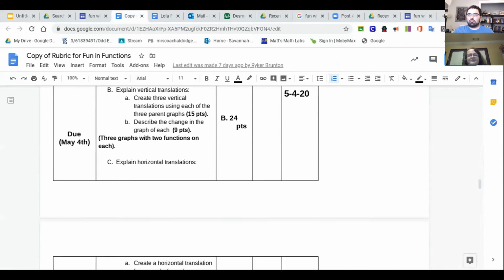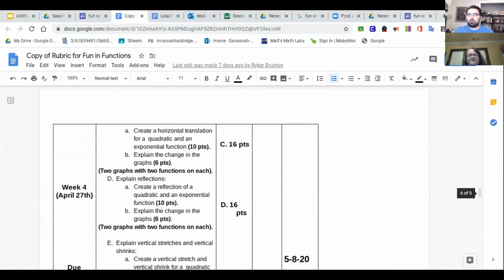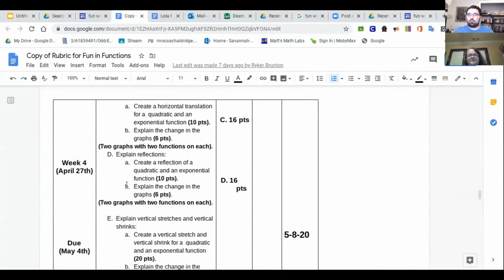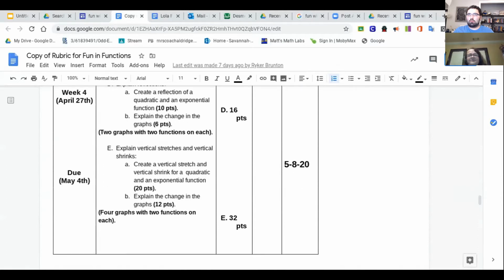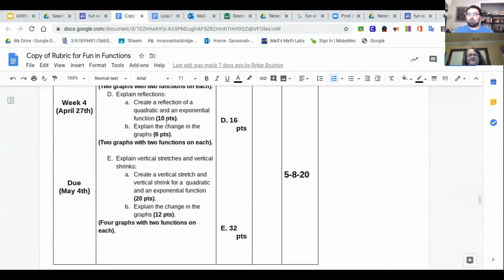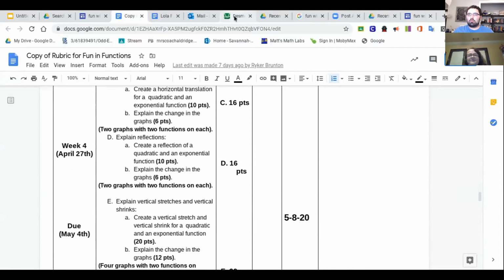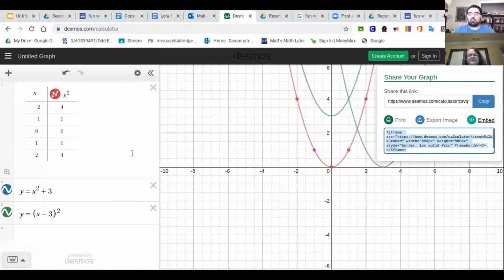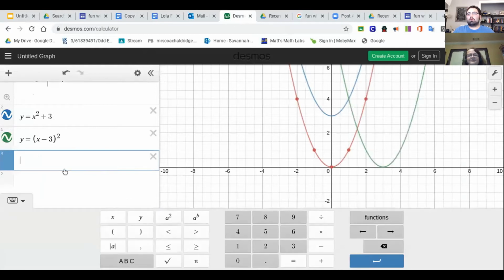Looking at our rubric, we have to do this for translations, vertical and horizontal, reflections, and stretches. Mr. Howell and I were discussing that maybe we should remind you what that is. You're just cutting and pasting. You can put it in a slide, you can put it in a document, you can hand do it, whatever, but you've got to get them in there and explain. Just as a reminder, you might want to know what a reflection is. What is a reflection, guys? Do you remember? There's a negative in front of it, right?